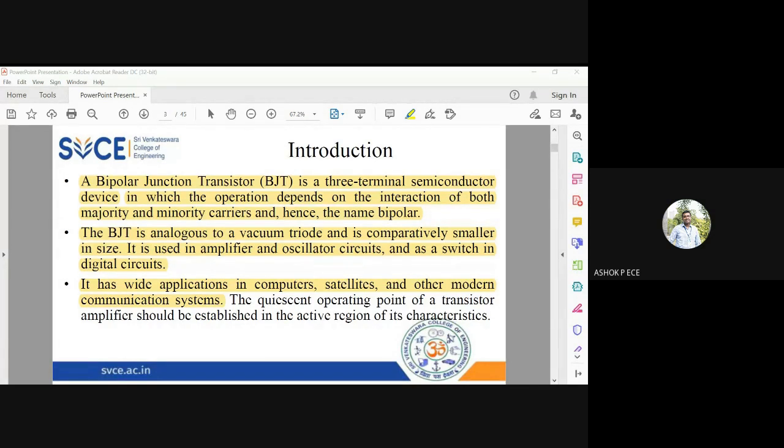1 byte equal to how many bits? 8 bits, sir. So everything boils down to what? Ultimately, the capacity of 0 or 1, sir. Yes. And I told you, when a transistor is used in the cutoff region, it is going to be 0. It is going to give 0 output. So it is going to store 0.